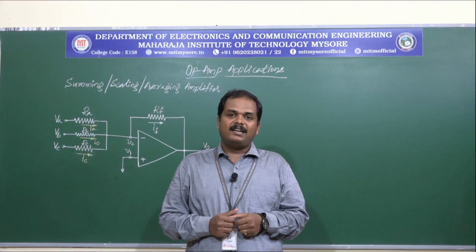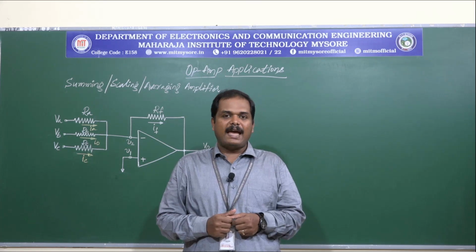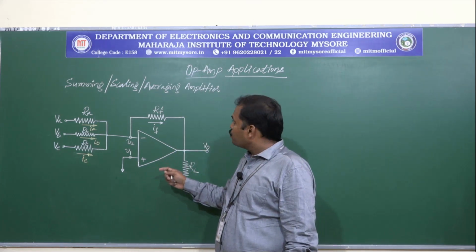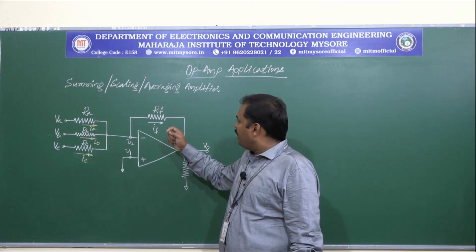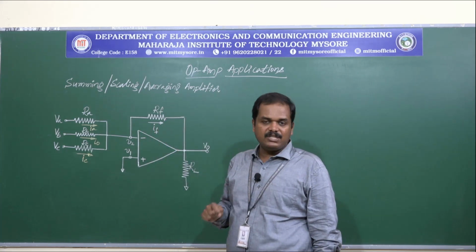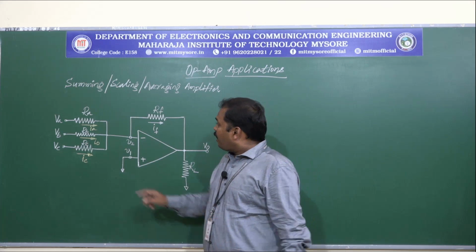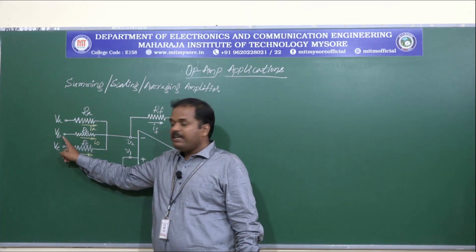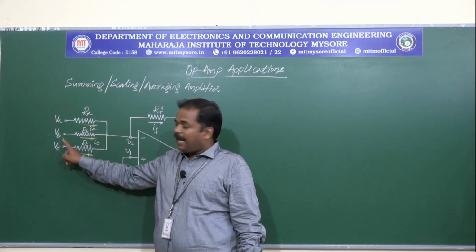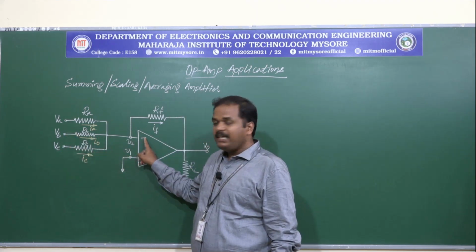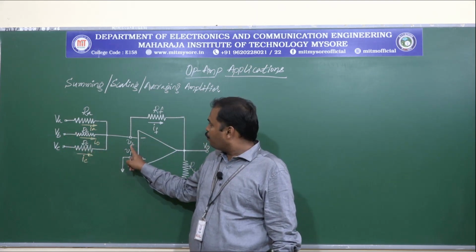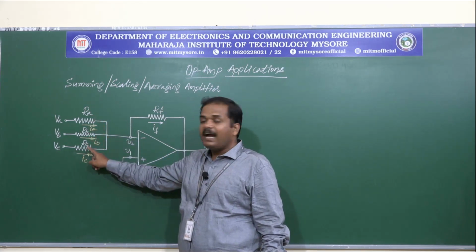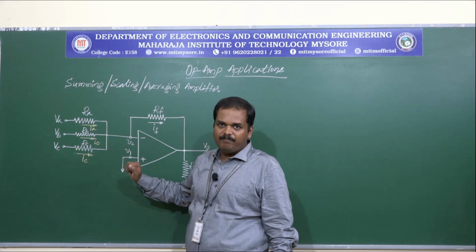Now we will understand the working of a summing amplifier. This summing amplifier can also be used as scaling amplifier and also as averaging amplifier. Now we have three voltage sources VA, VB and VC, and these are connected to the inverting terminal V2 through input elements RA, RB and RC respectively.